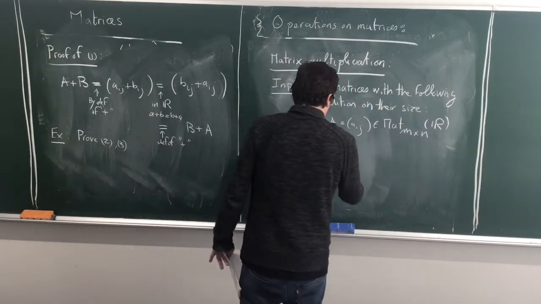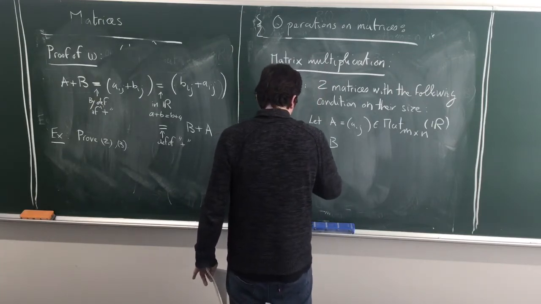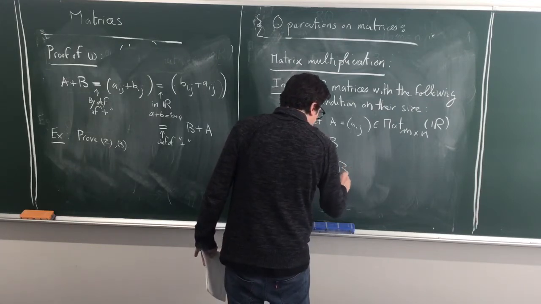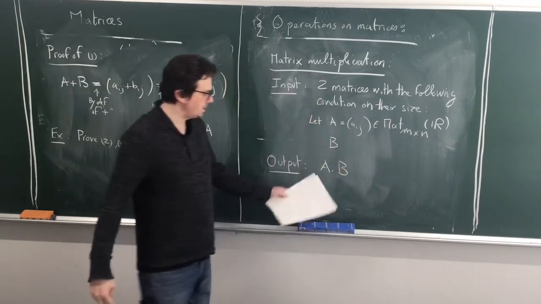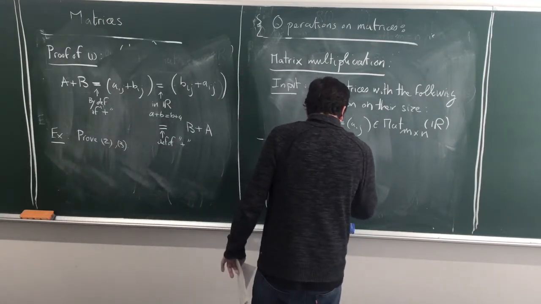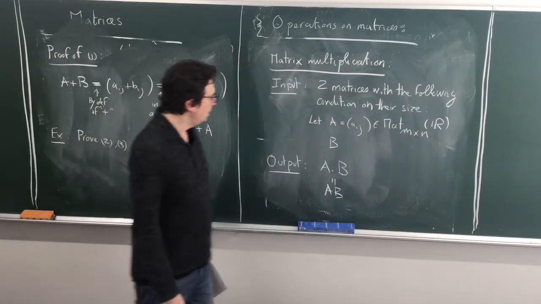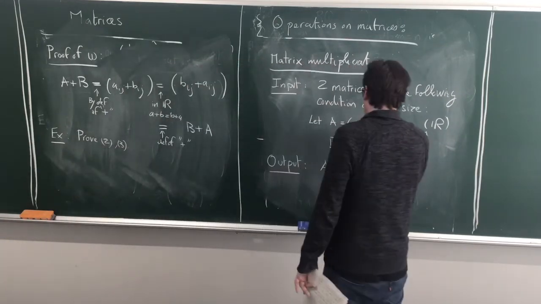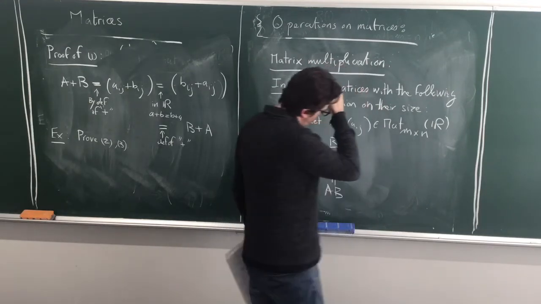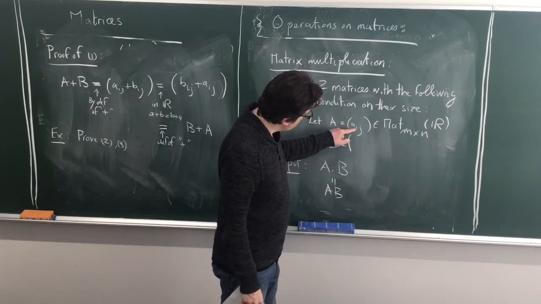Then, what kind of input do I want to calculate? Imagine that I want to calculate A times B, which will be denoted with a dot, or it can also be denoted without the dot. You can just write AB. Now, in this case, I have the following condition on the size, and it will give a condition to the notation on the indices.